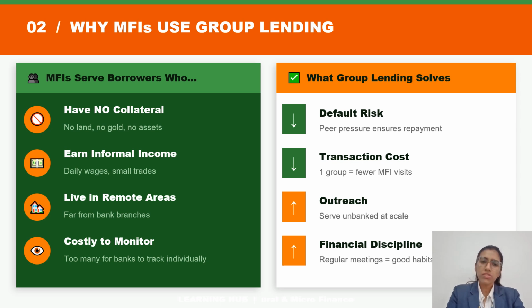Group lending solves this beautifully. It reduces default risk because peer pressure ensures repayment. It cuts transaction cost. You deal with one group, not 10 individuals. It increases the outreach. You serve many unbanked people at scale. It builds financial discipline. Regular meetings create habits.